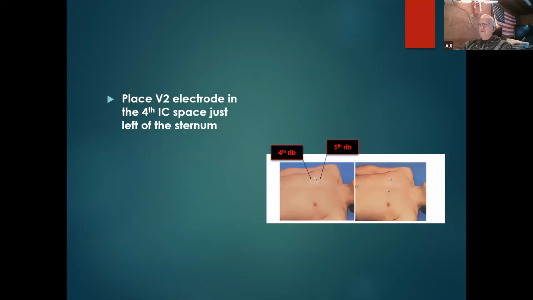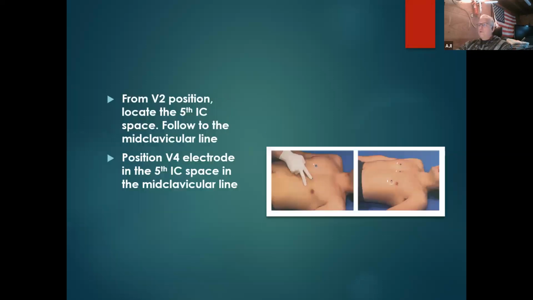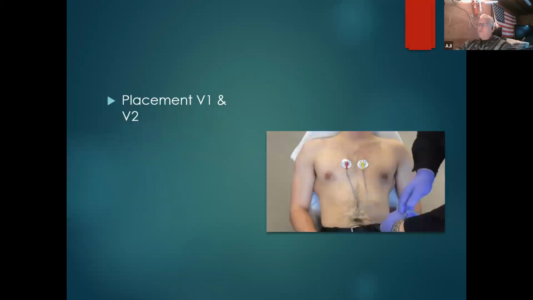Place V2 across from that on the left side of the sternum, and then V1, V2. There's the placement. And you see the amount of chest hair in there may be able to make contact with the skin, and that's good. You don't need to do any landscaping there.